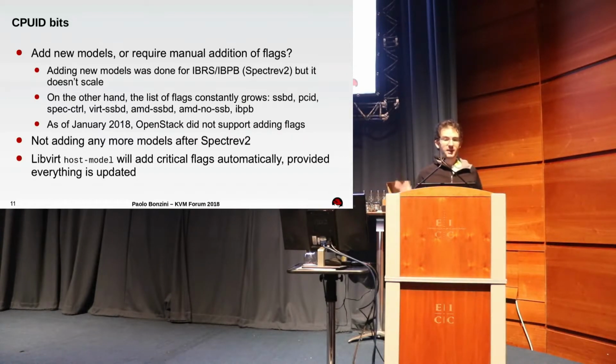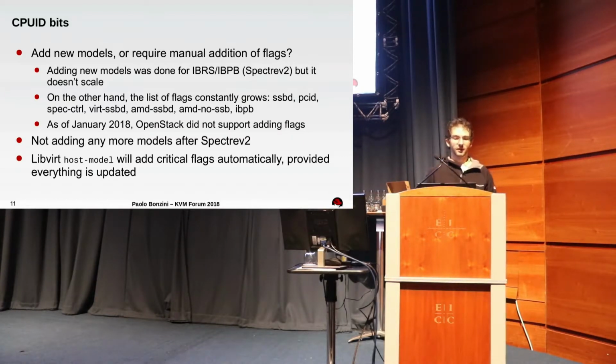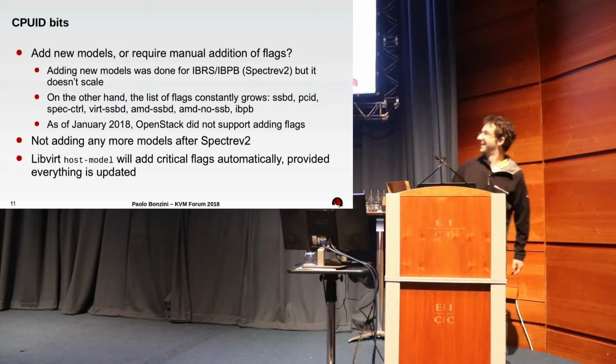And now we have SSBD, PCID, spec-ctrl, virt-ssbd, amd-ssbd, md-no-ssb, IBPB, and probably others that I forgot. And OpenStack caved in and now supports adding the flags. As of January 2018, when the first wave of bugs came out, it didn't, but now it does. So after Spectre v2, we are not adding more models. A curious thing is that in the beginning, OpenStack was saying, yeah, we'll backport this feature of adding new CPU flags to the old versions, but we will only support PCID because it's the only one that matters. Sure. Look there.